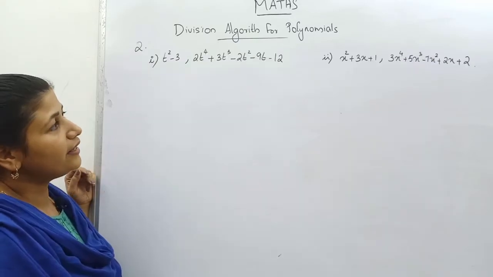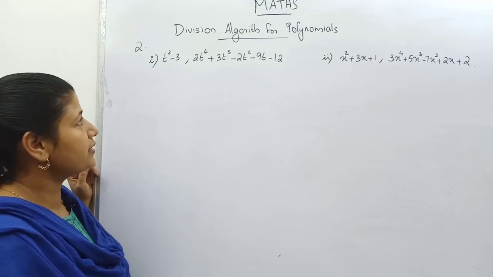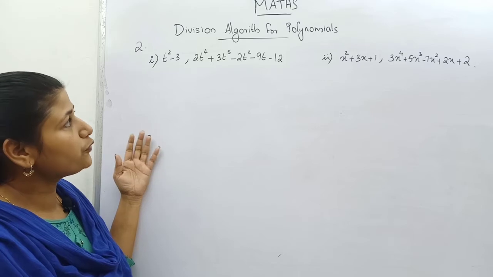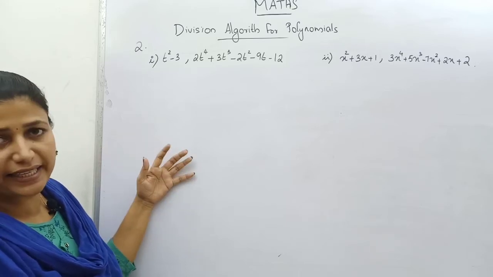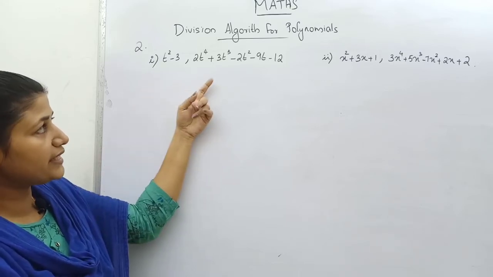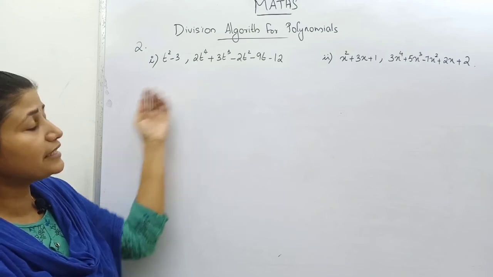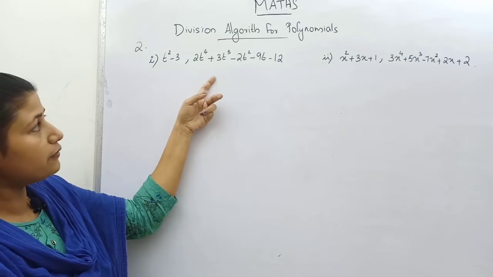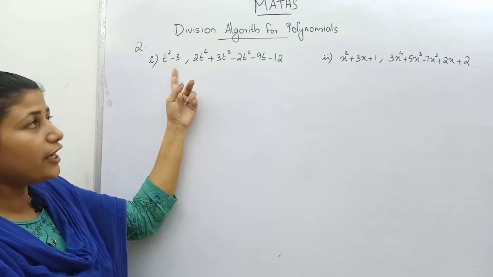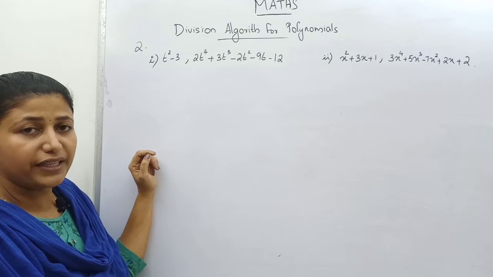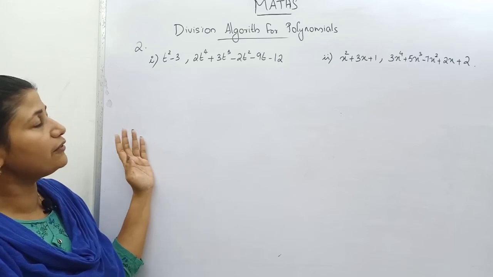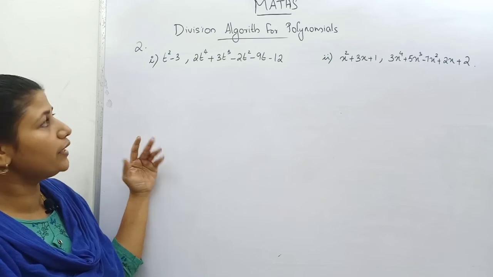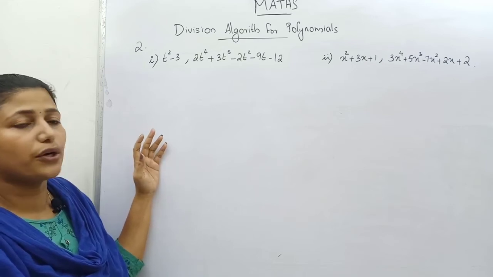Second question, there are also 3 sub-questions. In this question, 2 polynomials are given. You have to find out whether the first polynomial is a factor of the second or not. How can you find out whether it is a factor? You can divide the second polynomial by the first polynomial. If you are getting the remainder as 0, if it is completely divisible, you can say that the first is a factor. If you are getting a remainder other than 0, any number or any polynomial, you can say that it is not a factor.